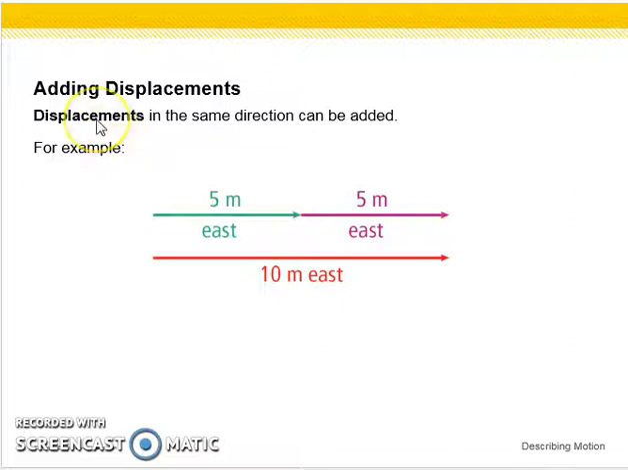So if we talk about adding displacements, displacements in the same direction can be added. For example, instead of looking at it like this, let's look at it as an addition problem. Because we're going in the same direction, east, and then we continue walking east, we're going to take 5 meters plus 5 meters, and it equals 10 meters east. You have to include this with the displacement.